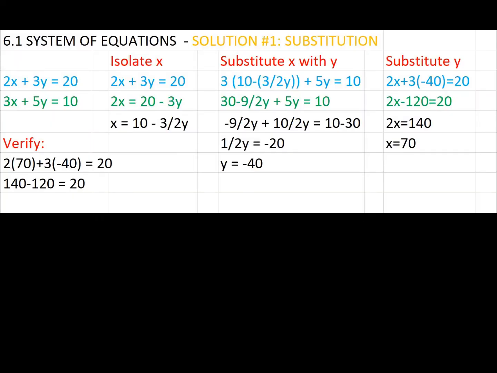Just so you understand the utility of linear algebra and why we use it to solve linear regressions, another technique is a system of equations, one of the solutions of which is substitution. So here we have two equations, 2x plus 3y is equal to 20 on the extreme left, and 3x plus 5y is equal to 10, blue and green equations. In this situation, we're going to isolate one of the letters. This is how we do the substitution.